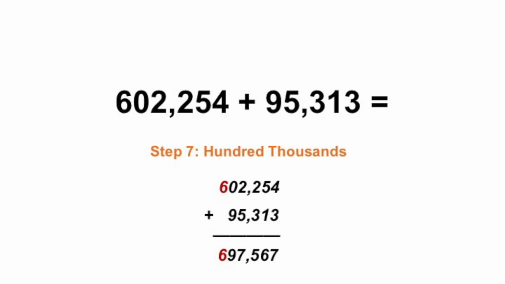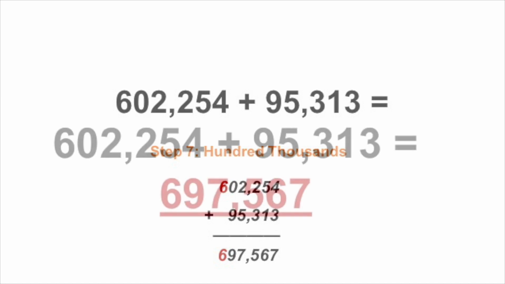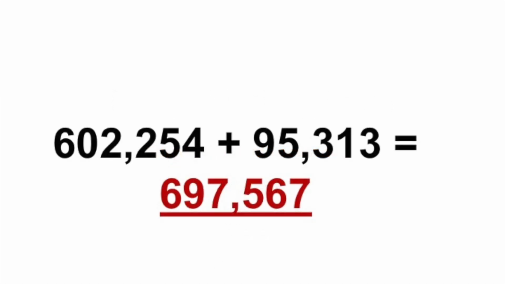So therefore, after we've worked out each digit in the correct place value, we can say 602,254 plus 95,313 equals, what does it mean? 697,567. Excellent, guys. So you see why it's important that we always need to make sure we have the correct place value. Because if our digits are in the wrong place, we'll be adding the wrong numbers together.